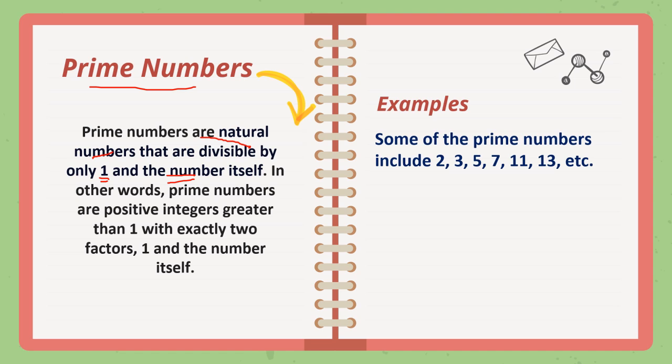In other words, if I have to explain the proper definition, prime numbers are positive integers greater than 1 with exactly two factors, as I mentioned in the previous statement. And what are those two factors? They are nothing else but the number 1 and the number itself. For example, in the other half of the slide I have mentioned the examples of prime numbers, and they are 2, 3, 5, 7, 11, 13, and so on. You can still take 17, then 19, then 23, and then 29, and so on.